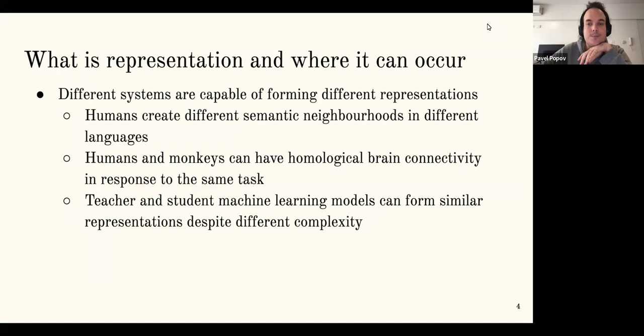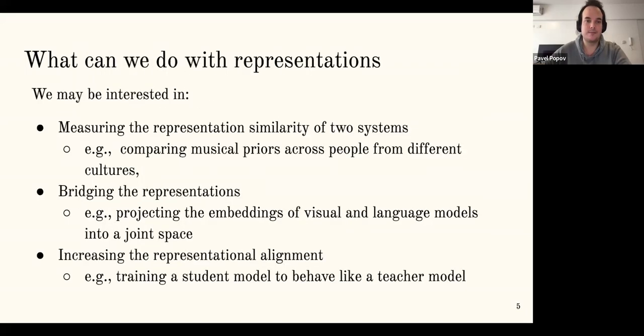All right. So there are different problems which we can seek to solve with representational alignment. For example, we may want to just compare two different representations. We can try to find a common space between representations or a sort of mapping function between them, which will tell us what representation of one system corresponds to in another. Or we can try to increase representational alignment. It's kind of a teaching learning experience.